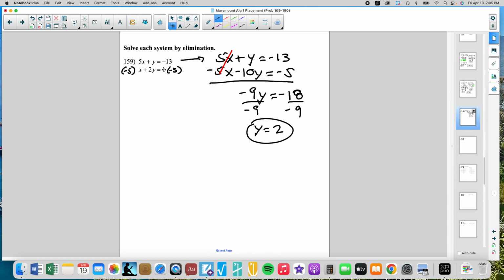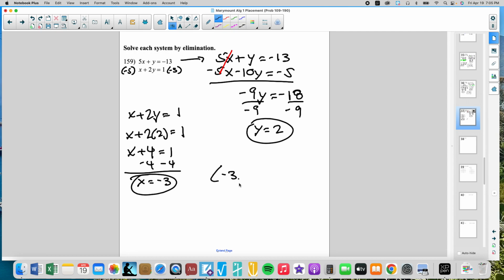We pick an equation to plug it back into. So I'm going to use the bottom one because that looks somewhat nice. x plus 2 times 2. I substituted it back in for y. x plus 4 equals 1, minus 4, minus 4. x equals negative 3. So my solution to my system is negative 3, comma 2. That's good.